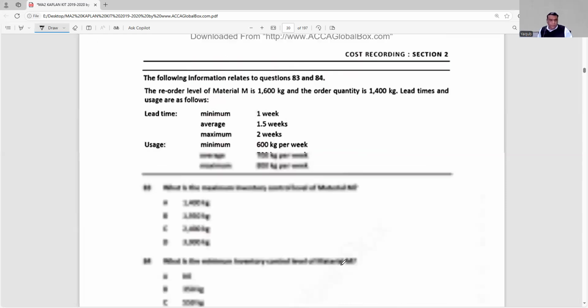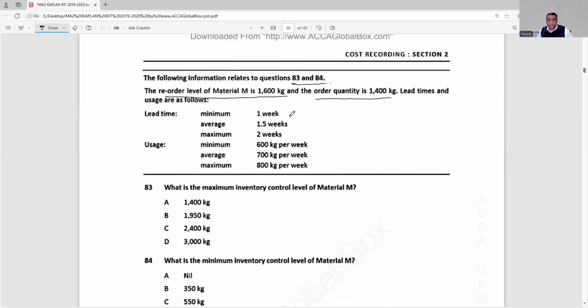Next one is the following information relates to 83 and 84. The reorder level of material is 1600 kgs, and the order quantity is 1400. Reorder level means where we will place a new order to the supplier, and in the new order we will purchase 1400 units. Lead time and the usage are as follows.